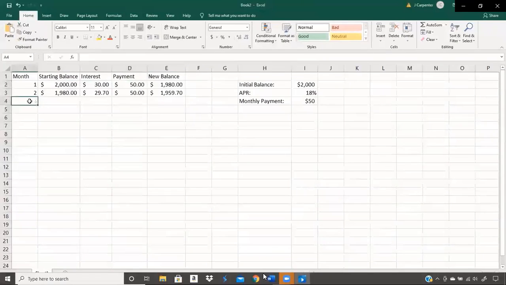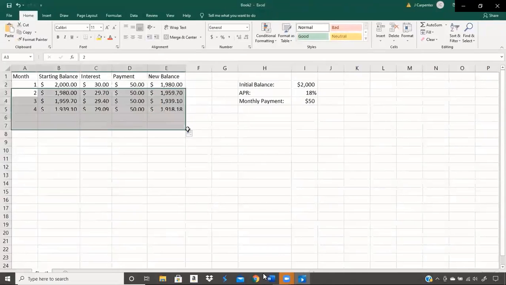Let me remove row 3, where I typed month 3. Let me see if I can just highlight this and drag it down a few if everything looks okay. And it does. The 2, 3, 4, 5, 6 may have just stayed 2s. It depends on how you're highlighting things. It really does. That's why we tell you your undo button is your best friend and then try something different.